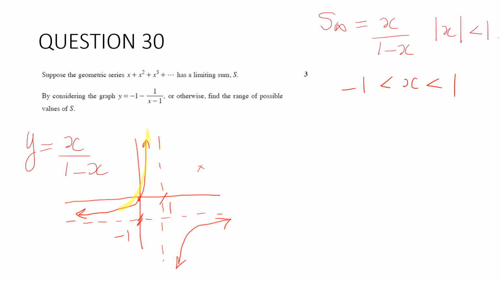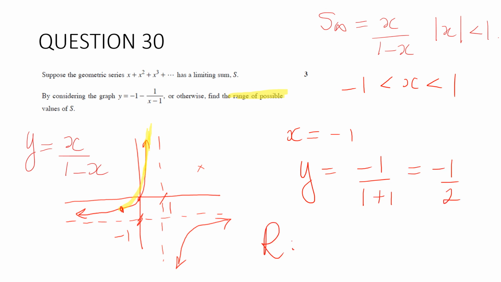Now we want to work out the range of possible values. So we know this is heading off to infinity, but we need to know what the y coordinate is here when x is equal to negative 1. So let's just substitute that in. So y will equal negative 1 over 1 plus 1, which is negative 1/2. And so our range is going to be negative 1/2 less than S less than infinity.